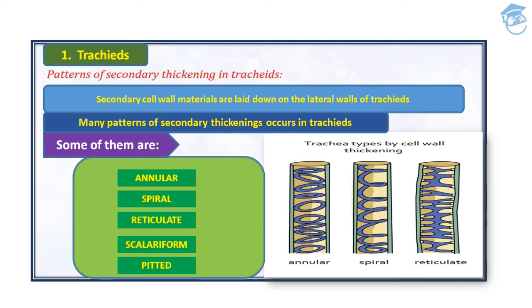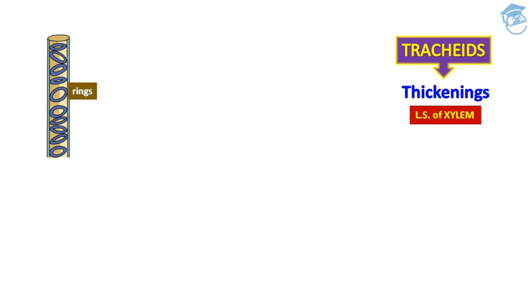Now we'll talk about the pattern of secondary thickening in tracheids. Students, as we know that secondary cell wall material is laid down on the lateral wall of the tracheids, and many patterns of secondary thickening occur in tracheids, and some of them are annular, spiral, reticulate, scalariform and pitted, right? So tracheid types by cell wall thickening are annular, spiral and reticulate. Now we'll talk about the tracheid thickenings. In this we'll study the longitudinal section of a xylem, that will give us a better understanding.